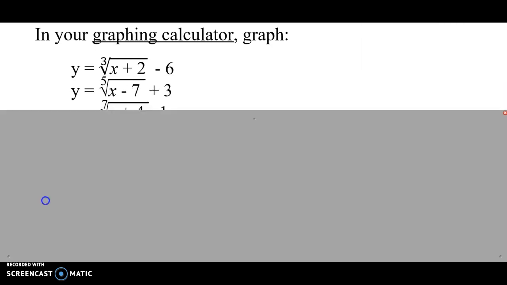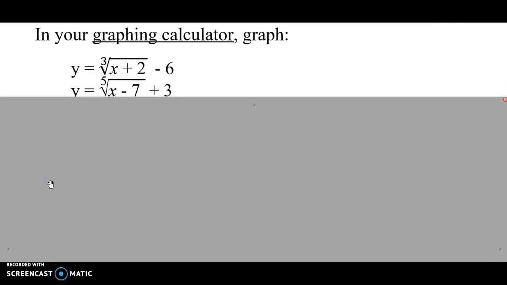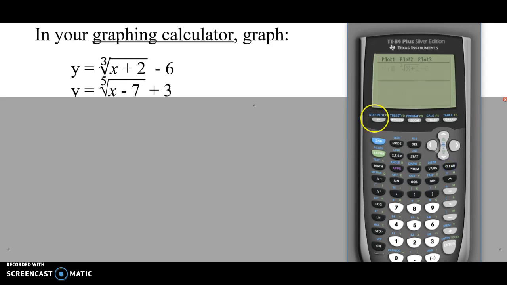Now I want you to graph this one. So go into your y equals. Now clear out the old one. Now you remember how to type in a fifth root? You do. Press math, or you can just do x root, which is 5. Replace it, and then x minus 7. And then you have to make sure you arrow out of the square root, plus 3.